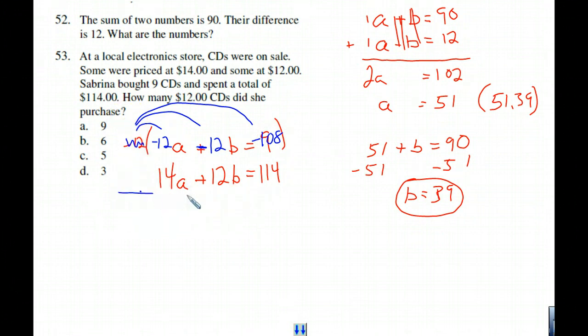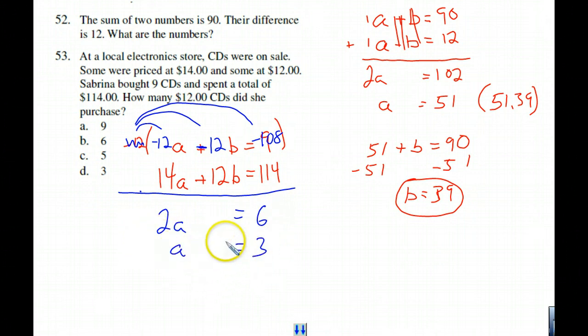Now if we simplify this, negative 12 plus 14 is 2A, which equals negative 108 plus 114, or 114 minus 108, which just equals 6. Then divide both sides by 2, and we know that A equals 3. Now be careful, they ask how many of the $12 CDs we bought. The answer 3 is there, but we just found A, which is the number of $14 CDs. If she bought 9 total, and 3 of them were $14, that means B equals 6. We have 6 $12 CDs. So always make sure you're answering the question that they ask.